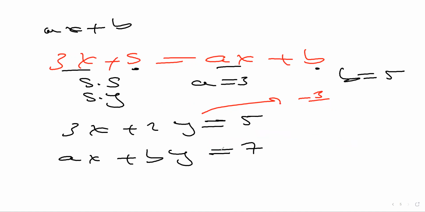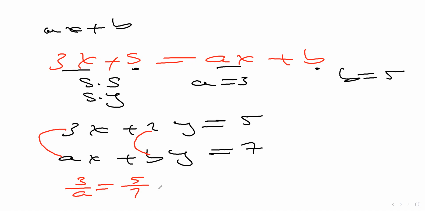Or if you want another way, when we have this type of question, you say coefficient of x over coefficient of x equals coefficient of y over coefficient of y. Right? This is the way of Dr. Jones. Or if you want, when we have many solutions, in this case, I can say that 3 over a equals 5 over 7 equals 2 over b.